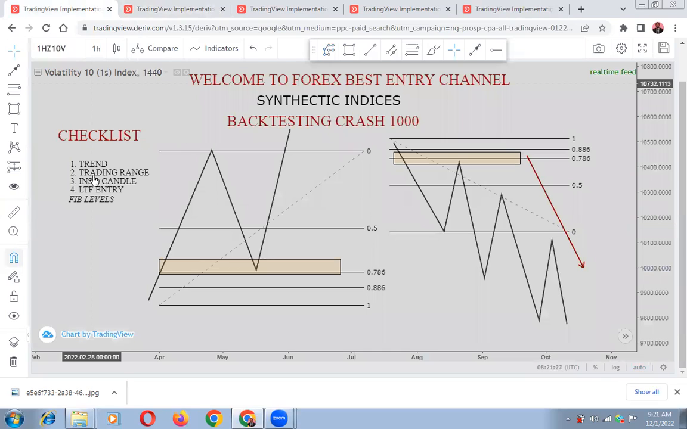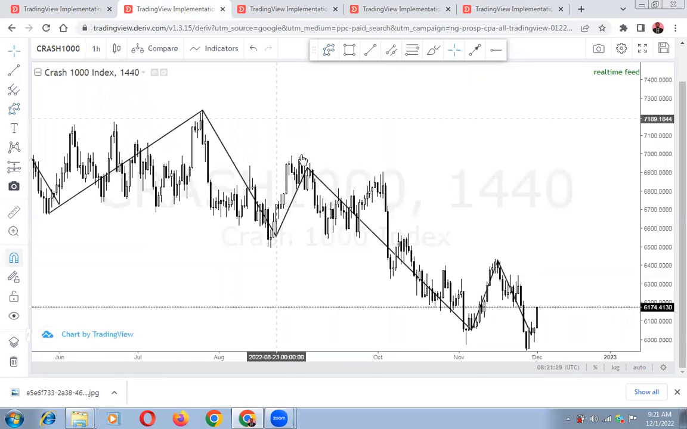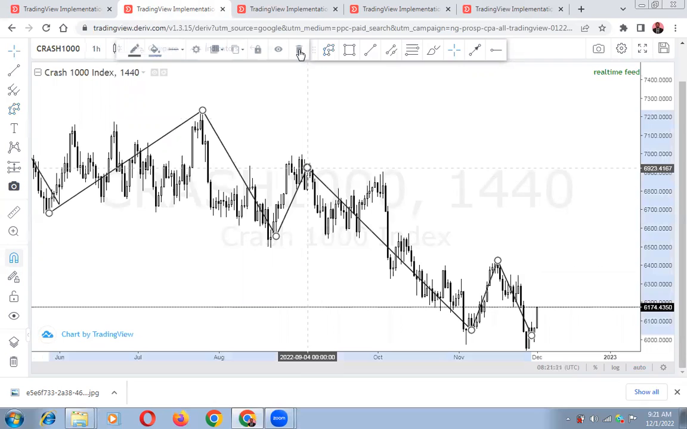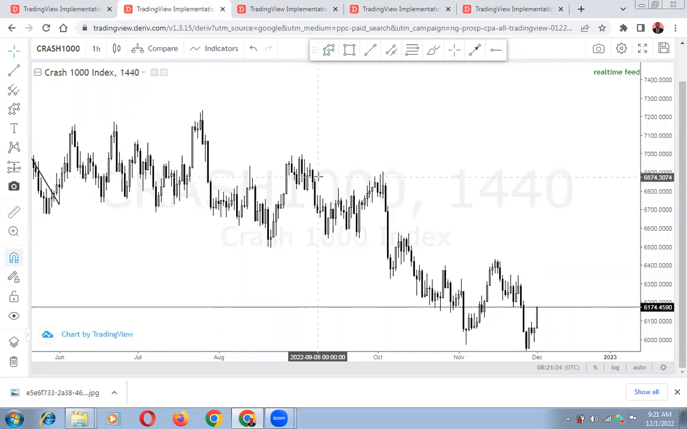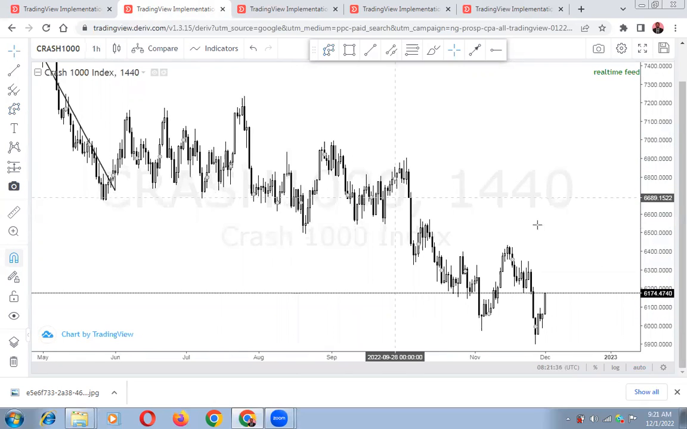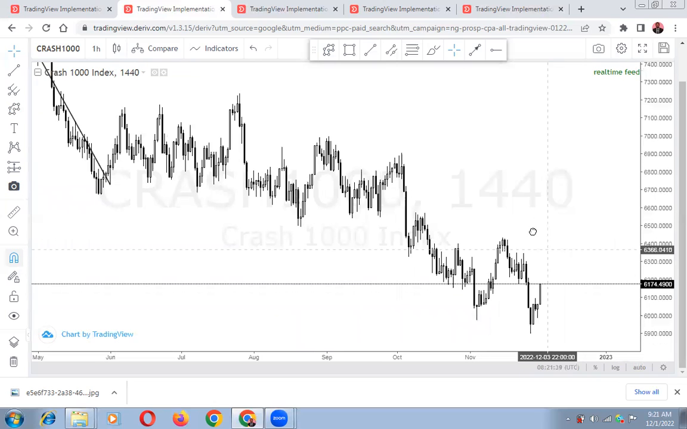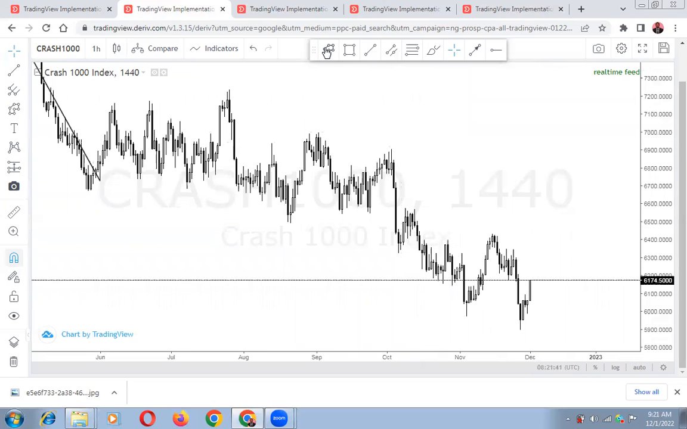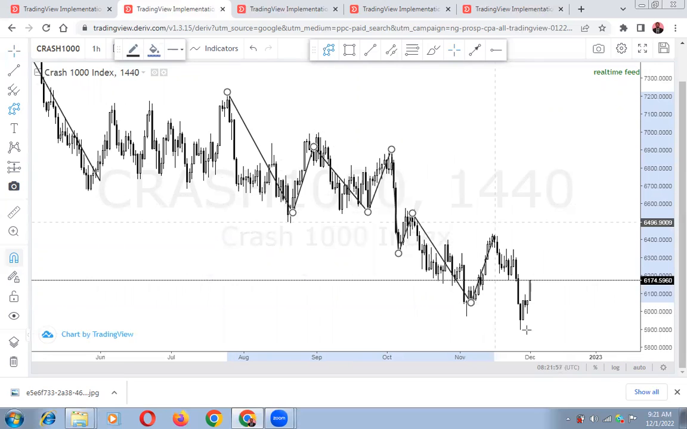The next is to find what is our trading range. We've identified that Crash 1000 has been bearish. Now, what is our trading range? Trading range talks about the recent low and the recent high. This was a high. Price gave us this low. Price gave us this high, this low, this high, this low, this high, this low.